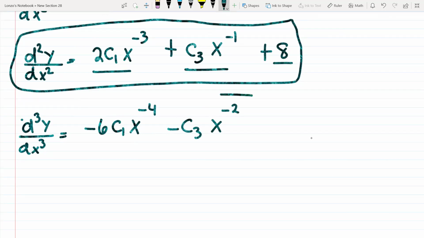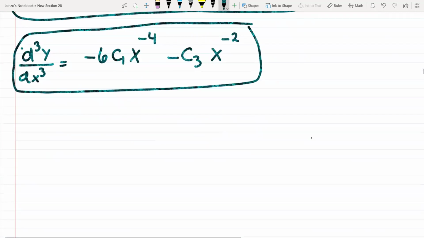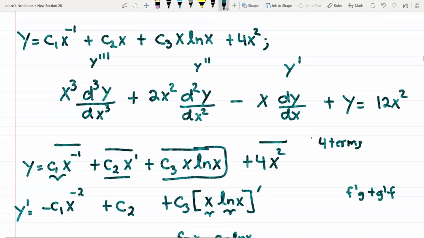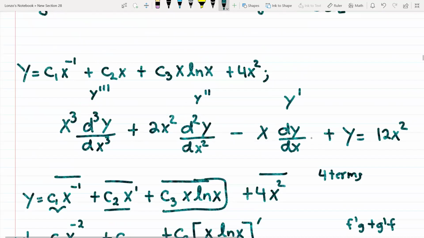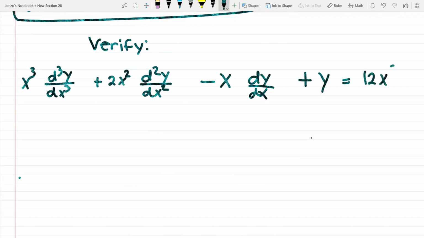Okay, I'm going to box it because I'm still going to need it. So now we have our first, second, and third derivative. Now we've got to verify, right? So if you recall, our problem was x cubed times the third derivative of y, plus 2x squared times the second derivative, minus x dy/dx, plus y equals 12x squared. So let's see if this is true.